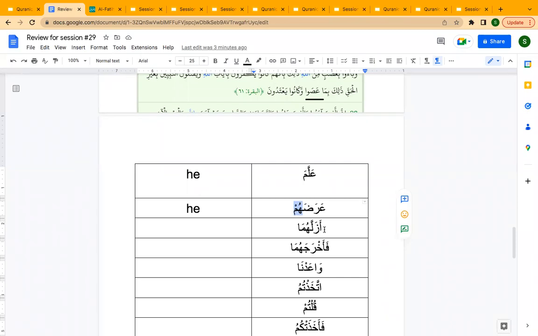Now look at this word, azalla huma. One word or two words? Two words. So what do you think about azalla?